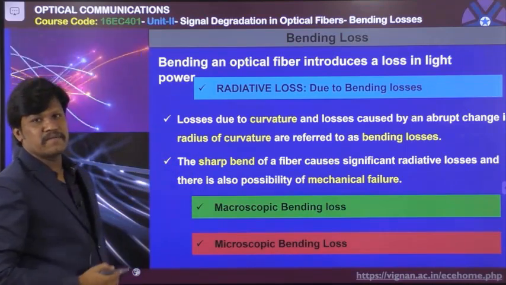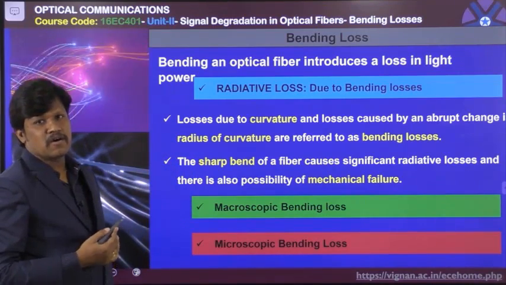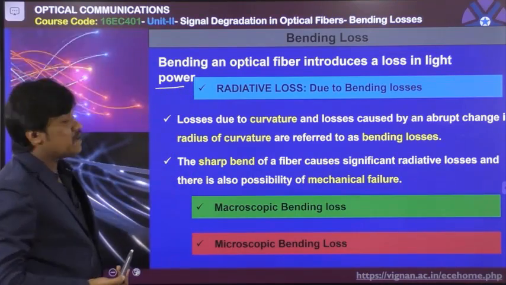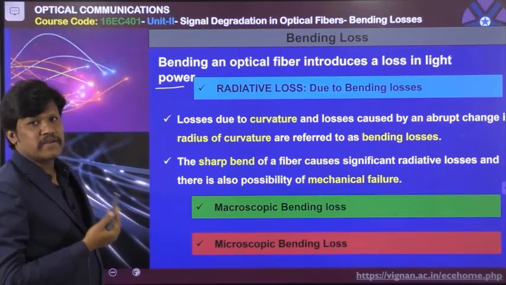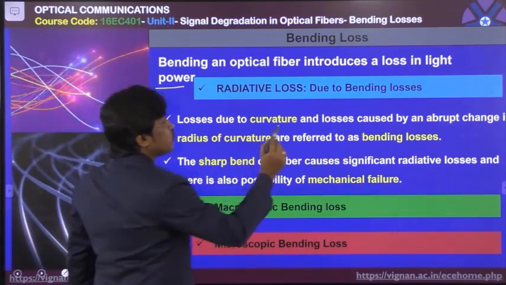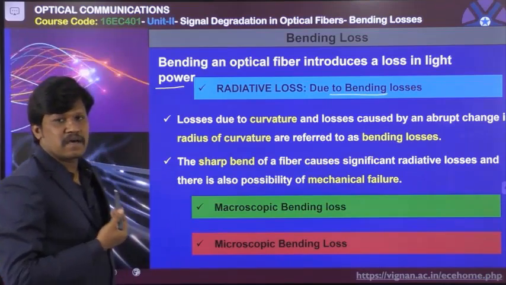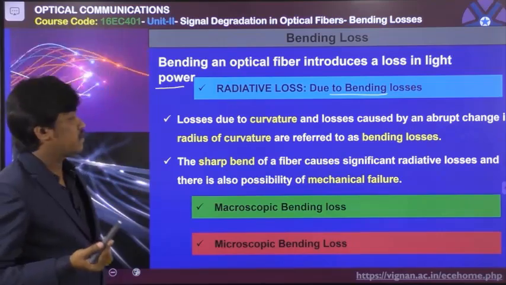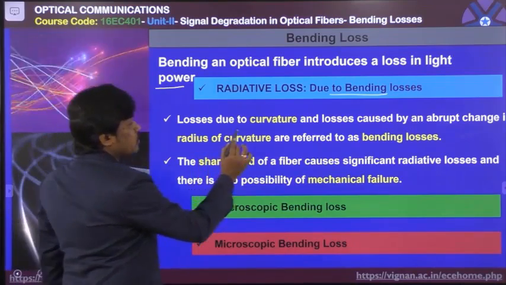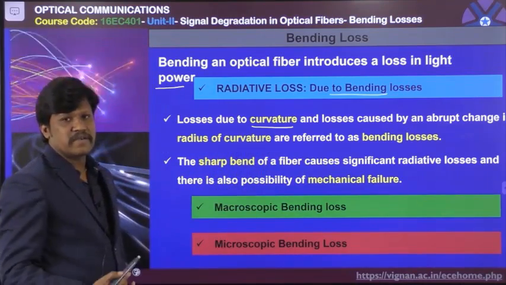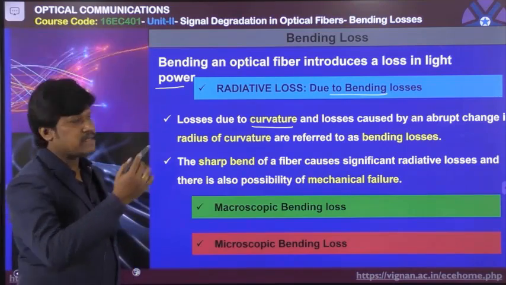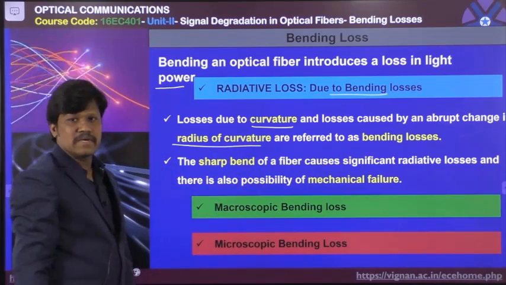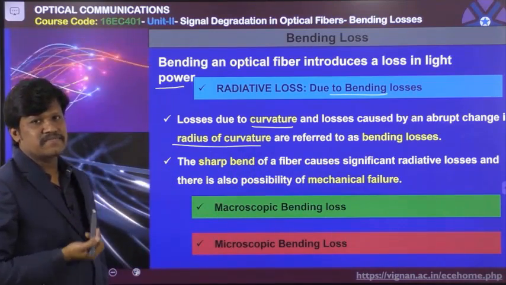Bending an optical fiber introduces a loss in light power. These bending losses are also called radiative losses, and these radiative losses are due to bending of the optical fiber cable. First one is the losses due to curvature. The losses due to curvature and the losses caused by the abrupt change in the radius of the curvature are referred to as bending losses.